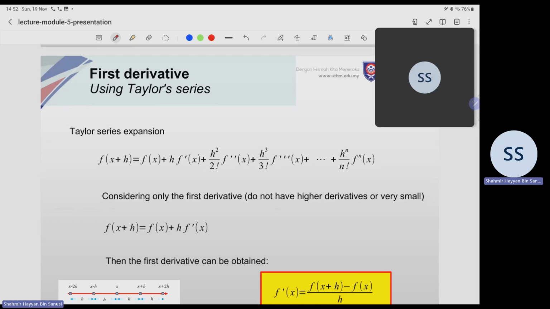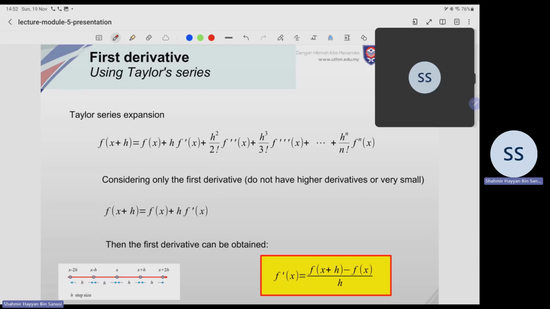So let's start with the first derivative. The concept of the numerical approach is that it uses Taylor series expansion. For example, from Taylor series expansion, f of x plus h is equal to f of x plus h f prime x plus h squared over 2 factorial f double prime and so on. So this is Taylor series expansion. In order for us to solve the first derivative, we will only consider up until the first order term, because this is the first order derivative. We are not going to concern ourselves with this term because it is second order, this is third order, and so on.